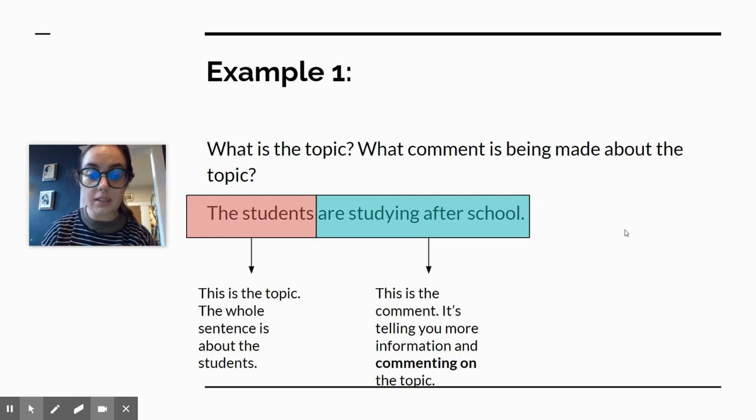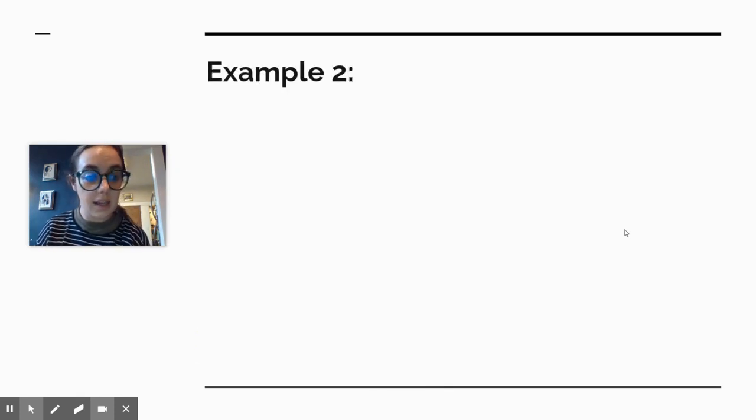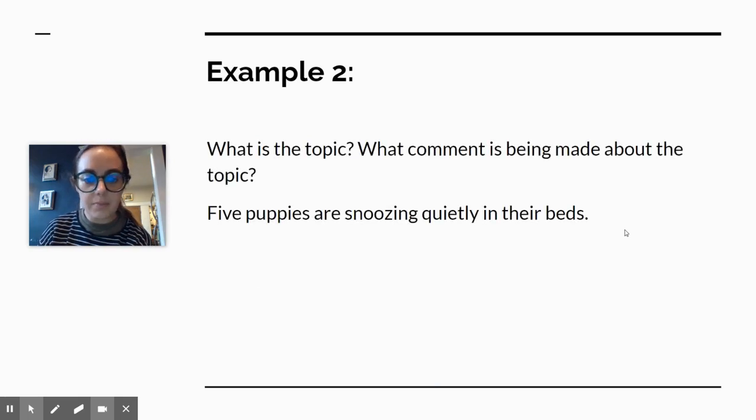So you see very clearly right here, the first part of the sentence has the noun, it has the topic, and then the second part of the sentence comments on the topic, okay? It's telling you more information and commenting on the students. So let's take the second example. 5 puppies are snoozing quietly in their beds. So I want you to try to take the information that we talked about from the first sentence and ask yourself right now, what is the topic and what comment is being made about that topic?